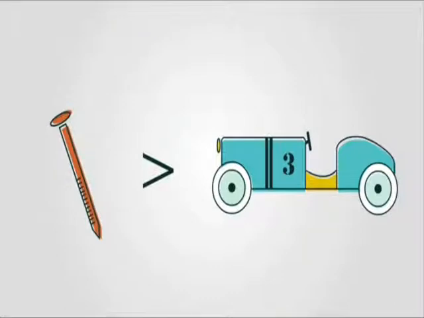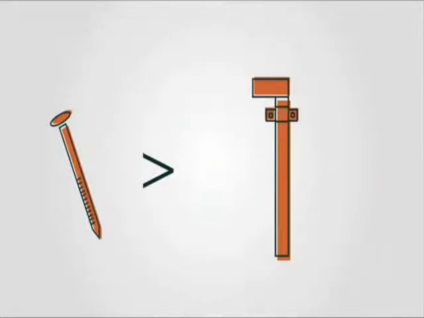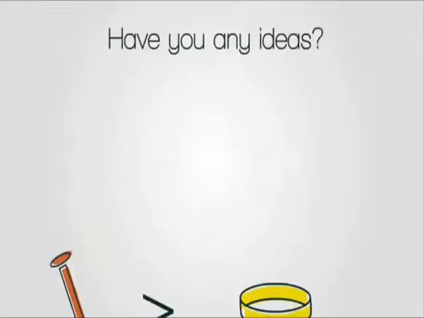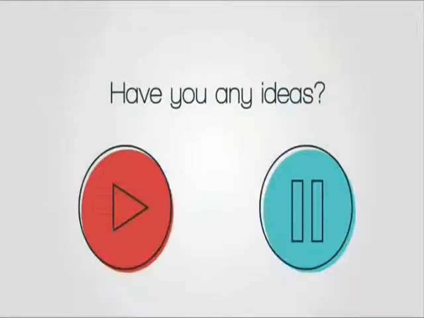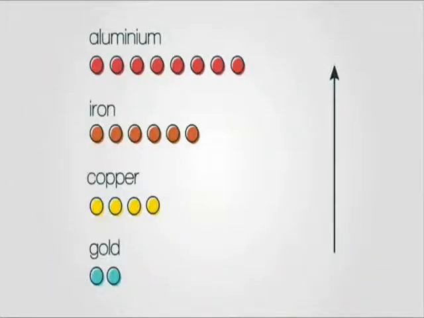But why would the nail be more corroded than the aluminium toy, the copper pipe, or the gold ring? Have you any ideas? Pause the video and continue when ready. The reason is, the metals all have different reactivities. Iron corrodes faster because it is more reactive than the copper and the gold.